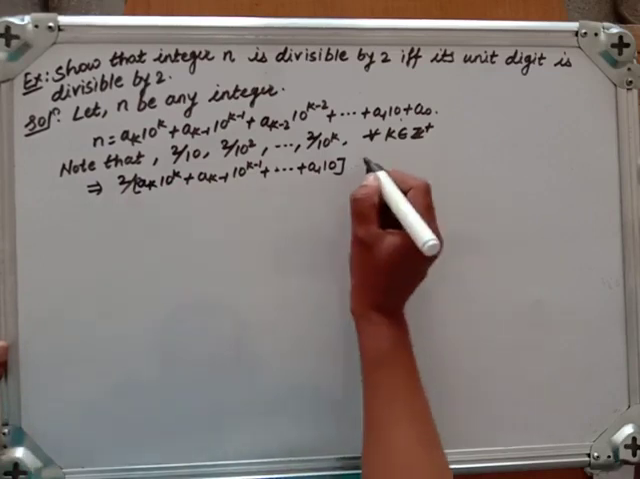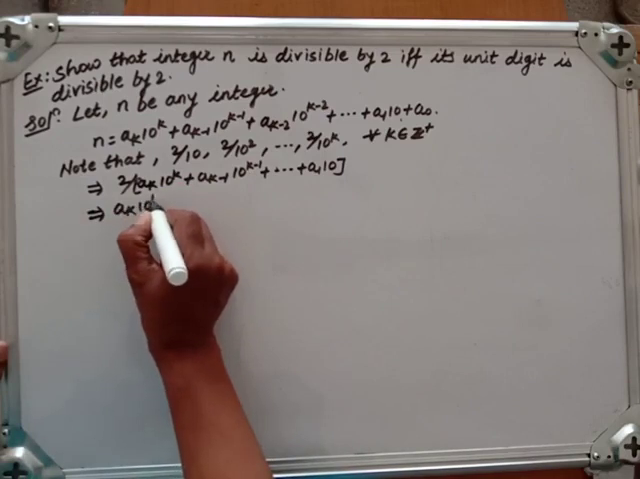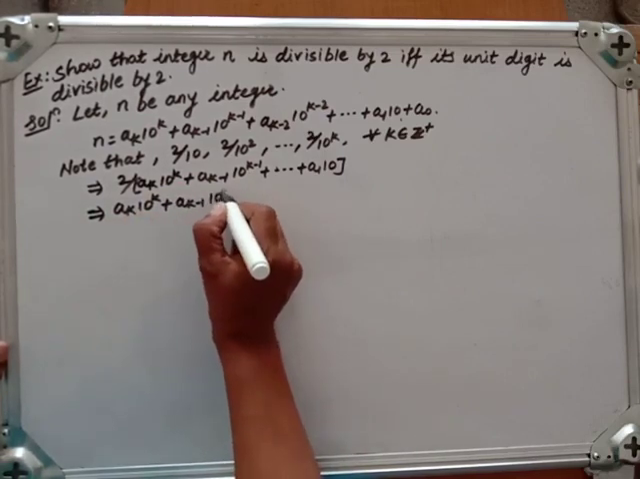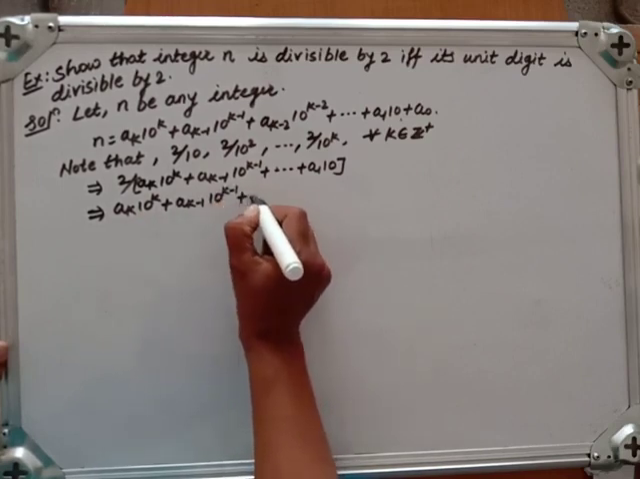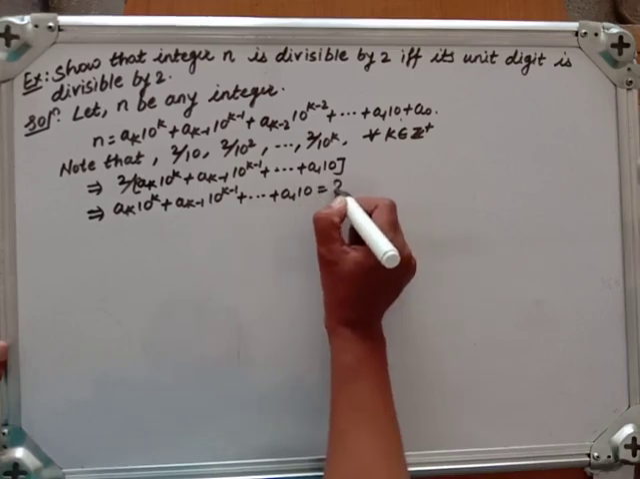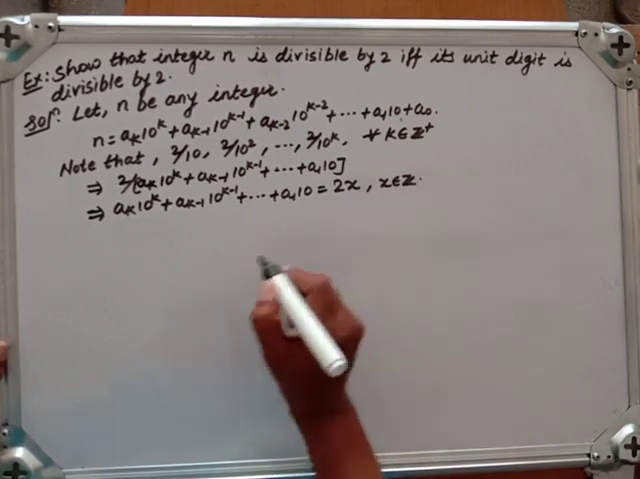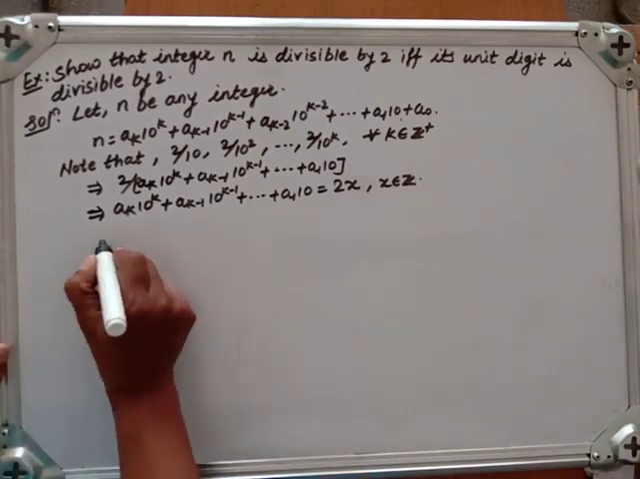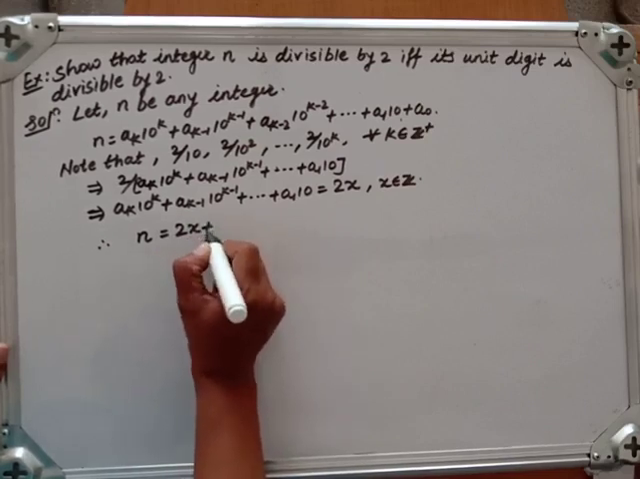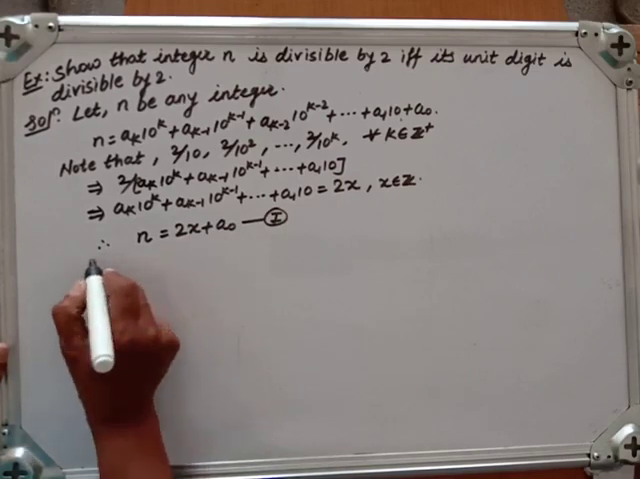So this implies ak into 10 raised to k plus ak minus 1 into 10 raised to k minus 1 plus so on up to a1 into 10 is equal to 2 times what? x, where x is in Z. Therefore, this n becomes 2x plus a naught. Call it equation number 1.